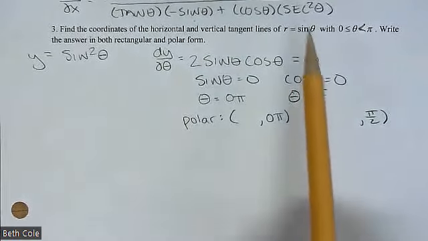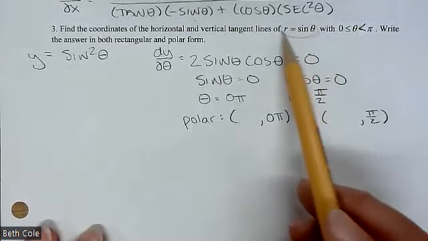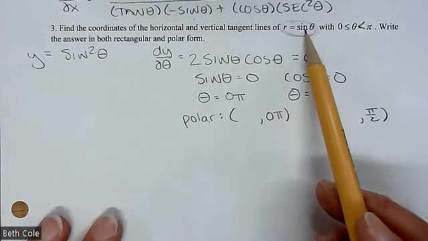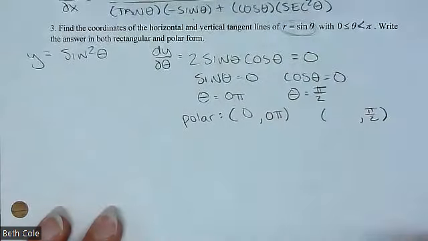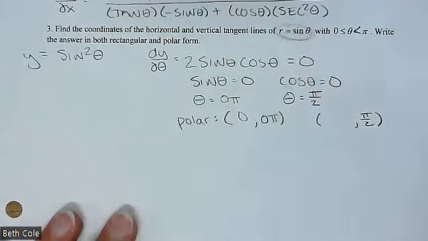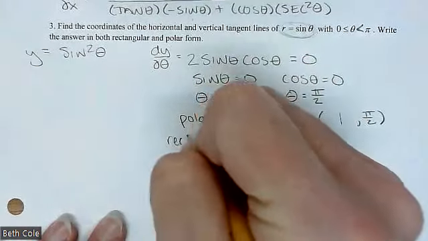So if you plug 0 back into the original equation, I'm looking back up here, this is our r equals equation. If you plug in 0, what do you get? 0. Cool. And if you plug in pi over 2, what do you get? 1. So that's polar. Now we're going to convert them to rectangular.